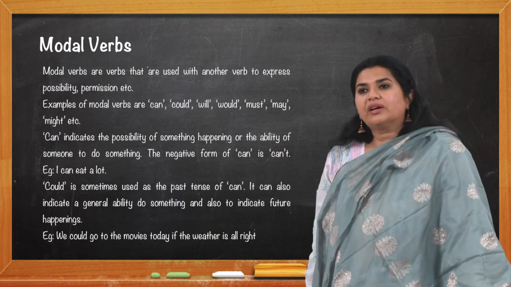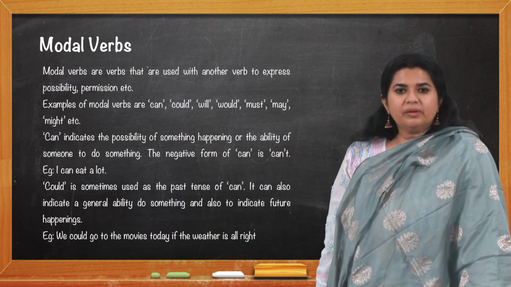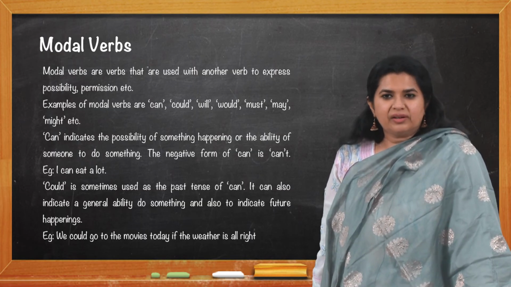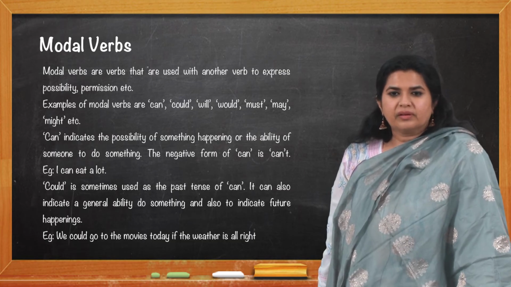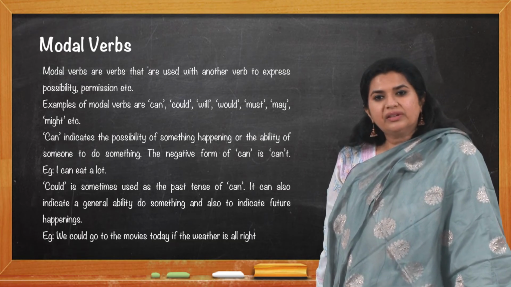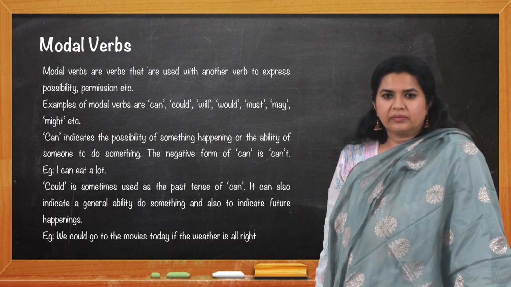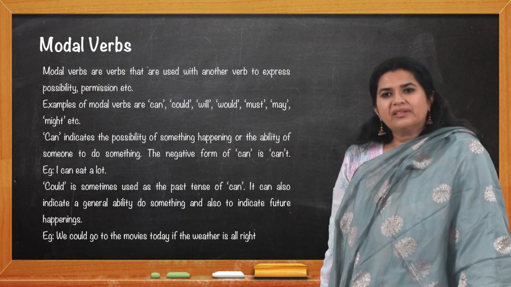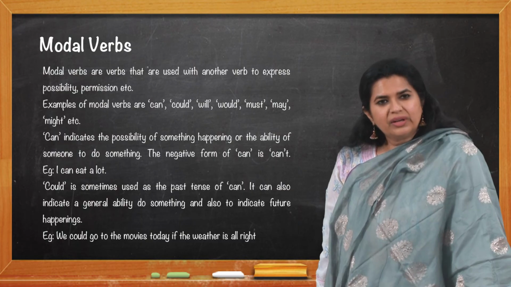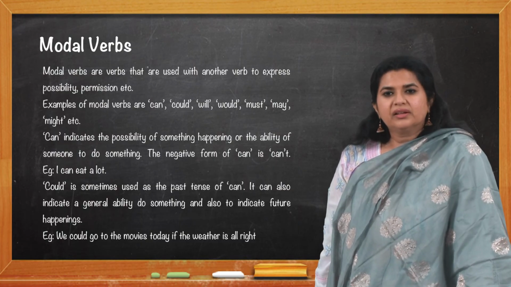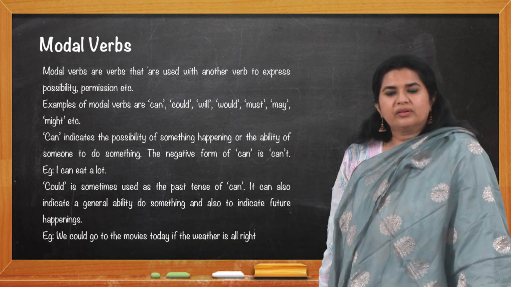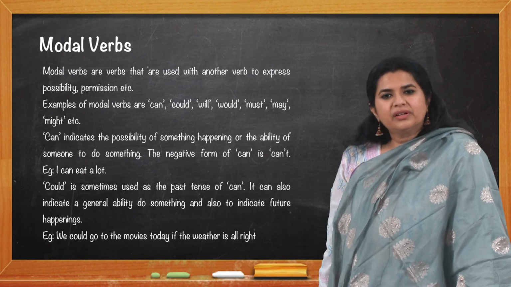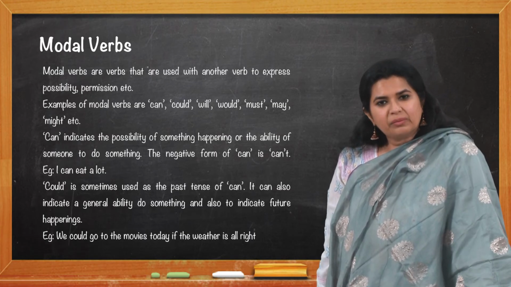And let us now look at what are modal verbs. The modal verbs are verbs that are used with another verb. They rarely stand alone. Most of the time they are used with another verb. Examples are can, could, will, would, must, may, might. In simple sentences they stand alone. I can do that, she can do that, she will do that, I must go now. So, go is also a verb. So, most often they are used with some other verb.